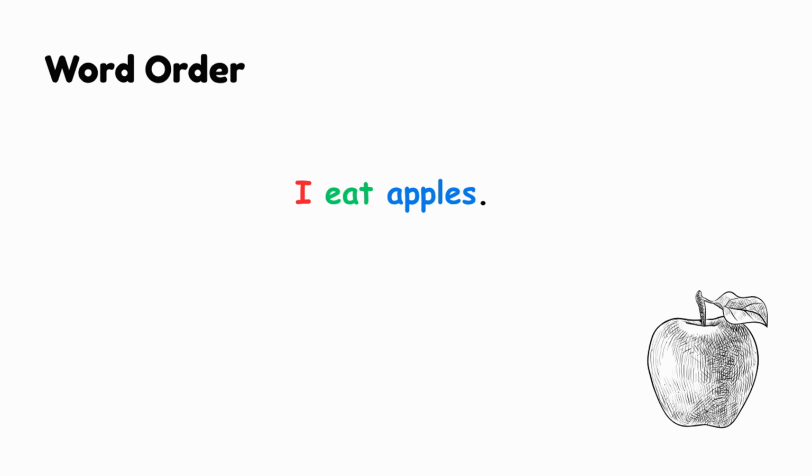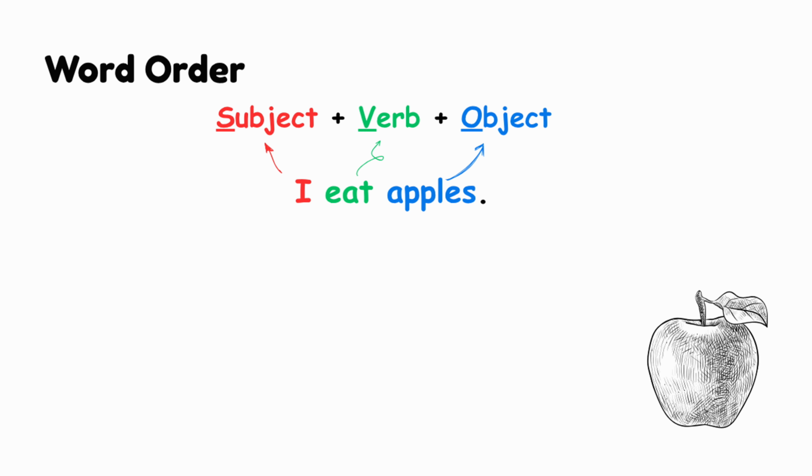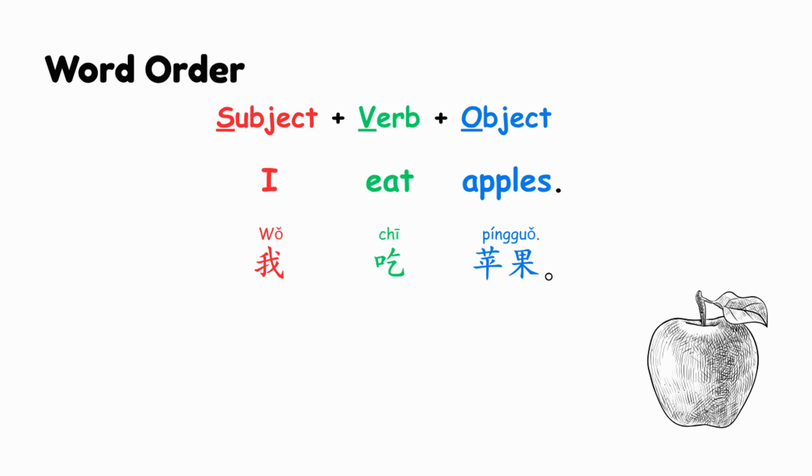Take the English sentence, I eat apples. If we break it down, we get a subject, verb, object structure, or SVO for short. Now let's look at the same sentence in Mandarin. 我吃苹果. We have the subject 我, then the verb 吃, and finally the object 苹果. So the basic word order in Mandarin is also SVO, just like English. That means you can form almost all basic sentences in Chinese simply by following this pattern. So far, so good, right?